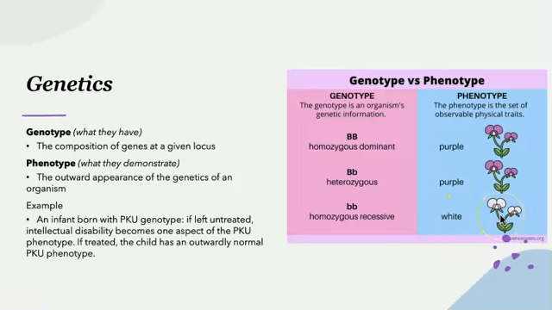We also have an example of an infant that is born with PKU genotype and is left untreated. They can develop intellectual disability, but if they are treated, then that child has an outwardly normal PKU phenotype, meaning that they will not have problems trying to break down the amino acid phenylalanine.